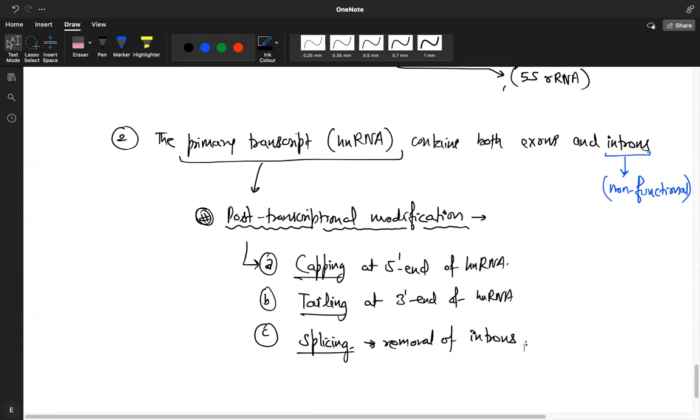Can you think of any benefit? Why carry something in your structural gene, which is introns, that anyways you do not need and is a problem? You have to go through processing. You just remove it.